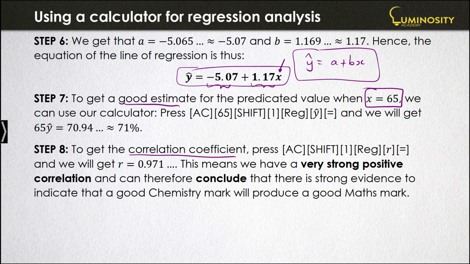What does this tell us about our data? Well, it tells us that we have a very strong positive correlation because it's a positive value and it's quite high, it's close to 1. So what can you conclude statistically from this evidence? Well, there is strong evidence to suggest that a good chemistry mark will also produce a good maths mark. And when you think about that in reality, it sort of makes sense. If you're doing very well in chemistry, you might be doing very well in maths because you would be doing a lot of calculations in chemistry.